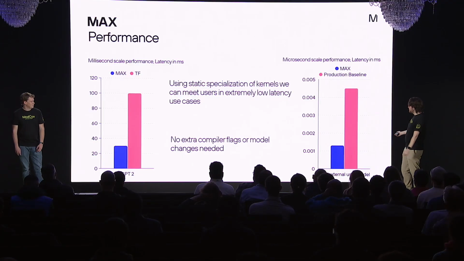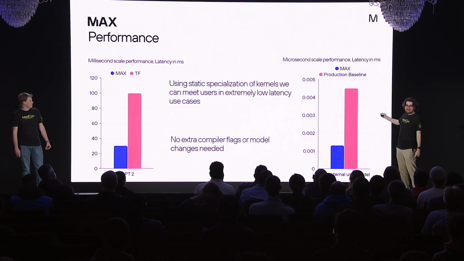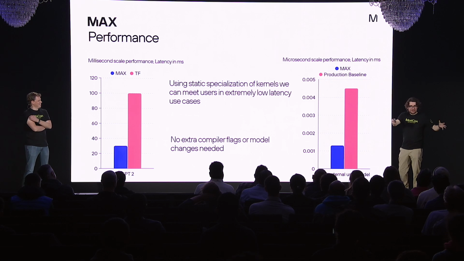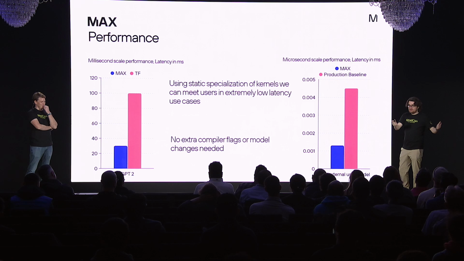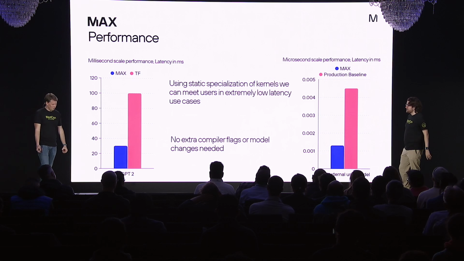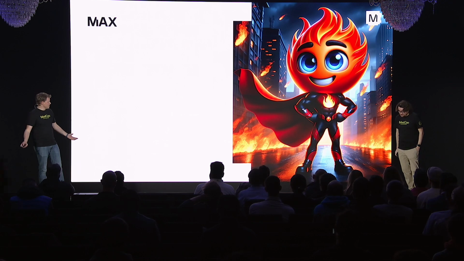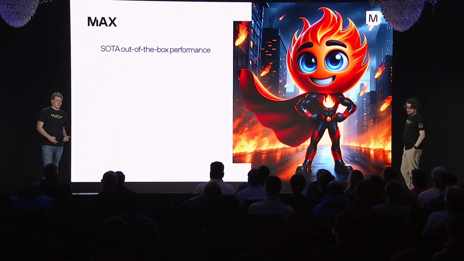And so to be clear, we're not saying we're running GPT-2 in 50 microseconds. We're saying this is a model on the scale in a production environment that is a small model, and most of the frameworks just make a mess of it. Okay. So to summarize, Max gives you state-of-the-art, out-of-the-box performance.